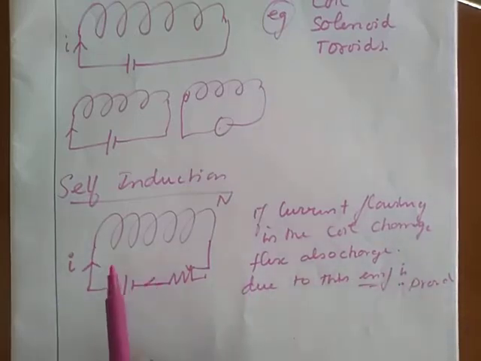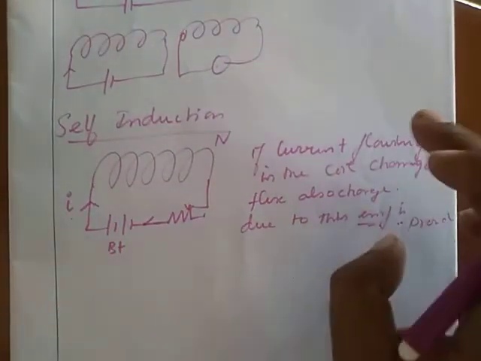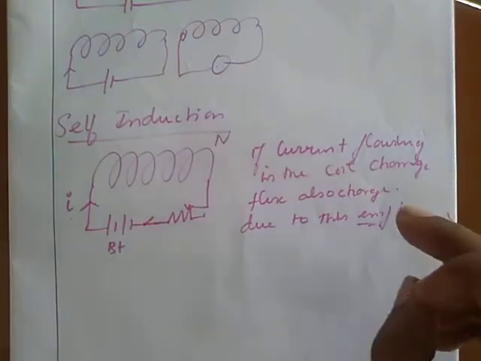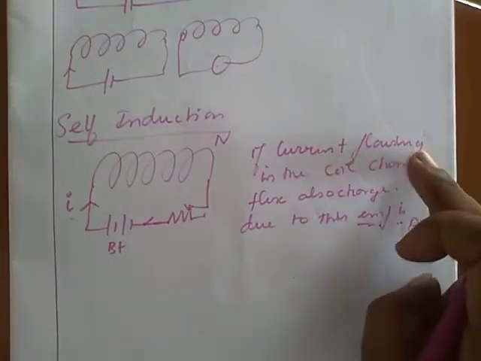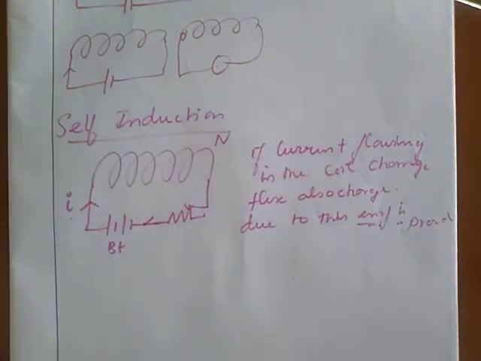Here the cause is the change in flux. The flux changes due to the flow of current. Here this EMF opposes this current. This we'll see later. This phenomenon is known as self-induction. The phenomenon of producing EMF due to the change in current in the same coil is known as self-induction. That EMF is known as self-induced EMF.